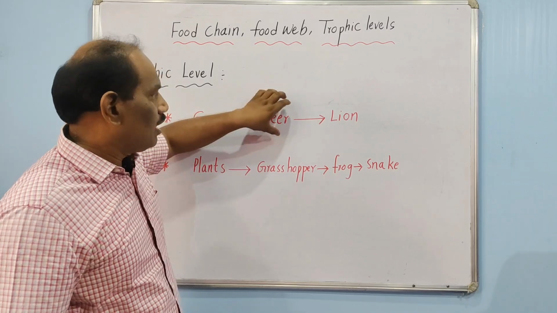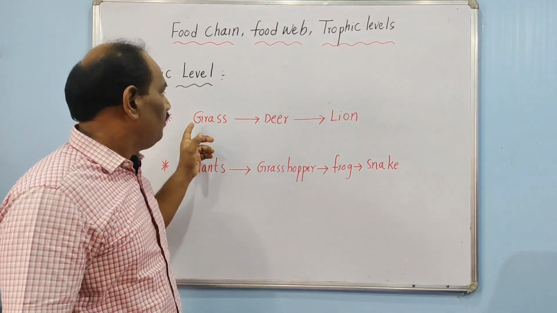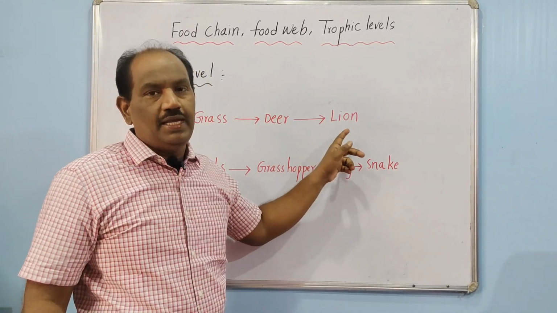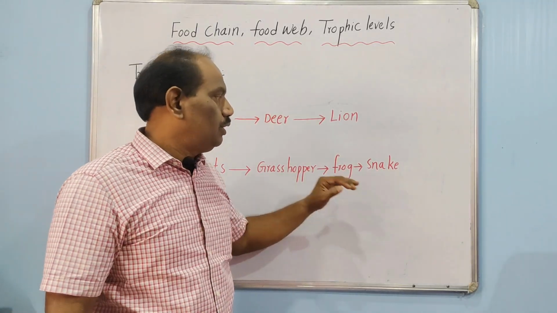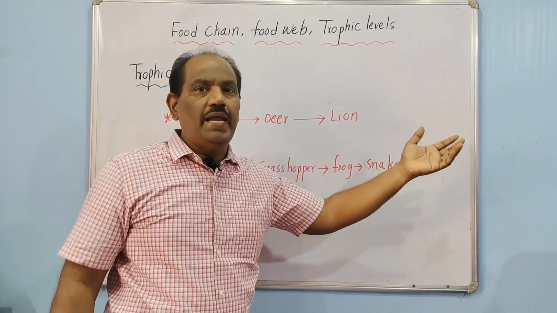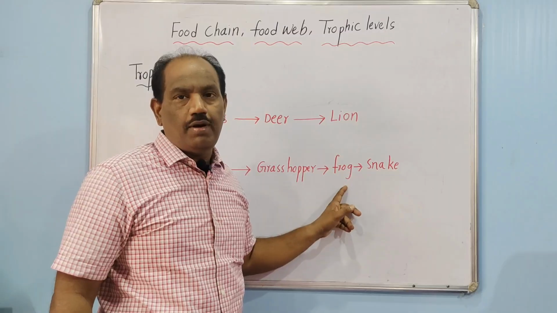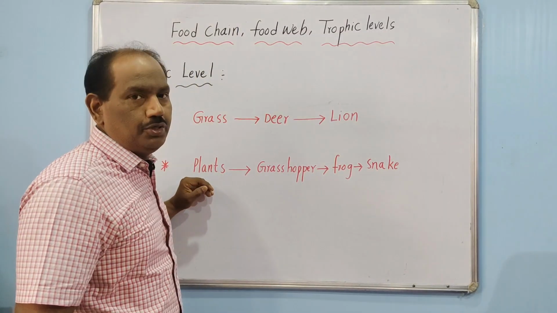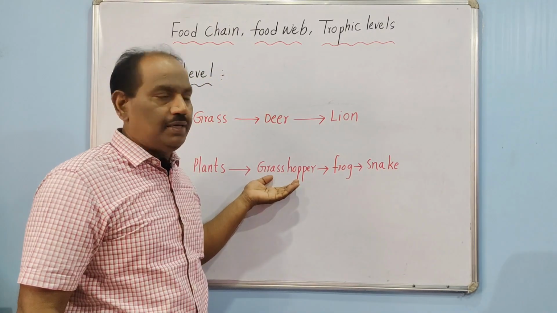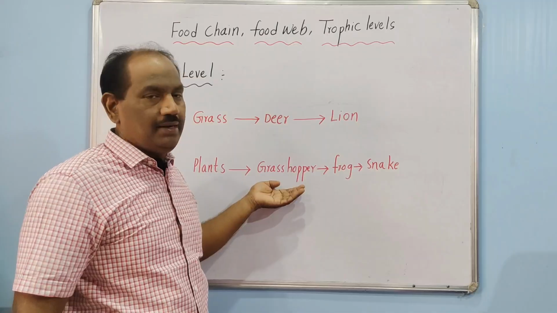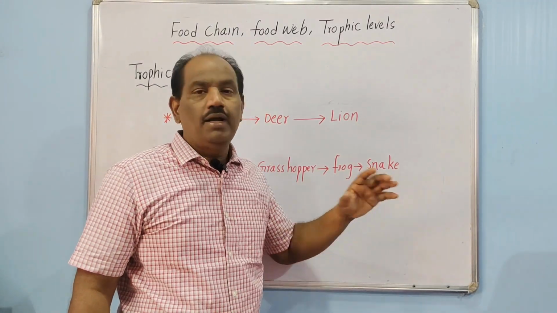How many stages, steps or levels are there? Here we have three stages, three steps, three levels. And here, how many levels do we have? 1, 2, 3, 4. So plants, grasshopper, frog, snake. Plants are producers. The remaining are heterotrophs. In heterotrophs, grasshopper is a plant-eating animal, a herbivore, whereas frog and snake are carnivores.